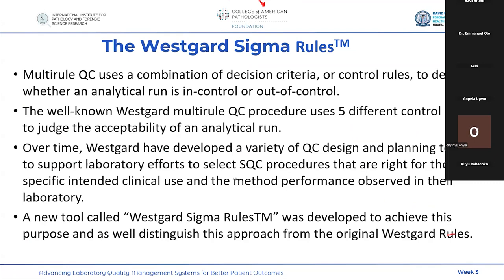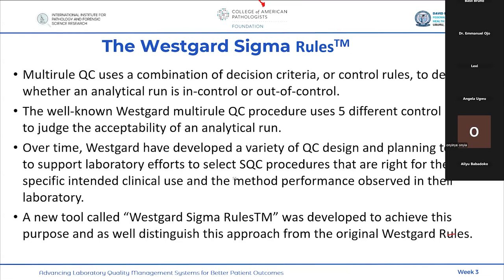I'll quickly switch to the Westgard Sigma rules. You know, we've been talking about the Westgard rules, and that is the multi-rule QC. So the Westgard rules use a combination of decision criteria to decide whether an analytical run is in control or out of control. In control means you can accept your result. Out of control means that you need to pause and investigate before you can accept the control. So the well-known Westgard QC procedure uses 5 different control rules, which I shared earlier on: 1 2S, 1 3S, 2 2S, 4 1S, and all that.